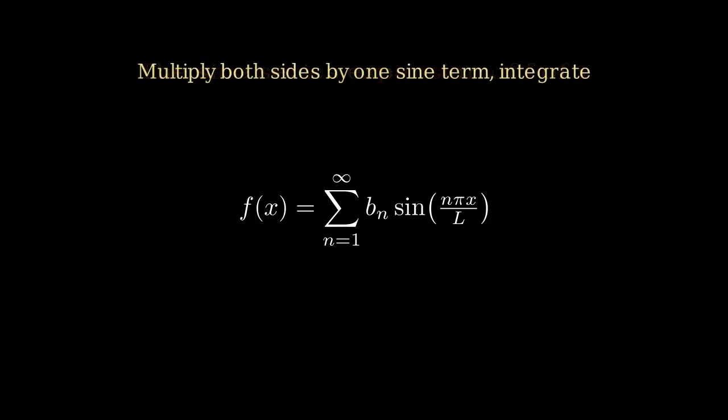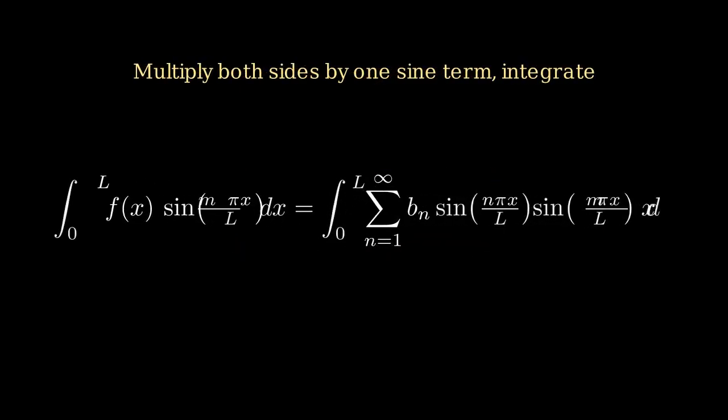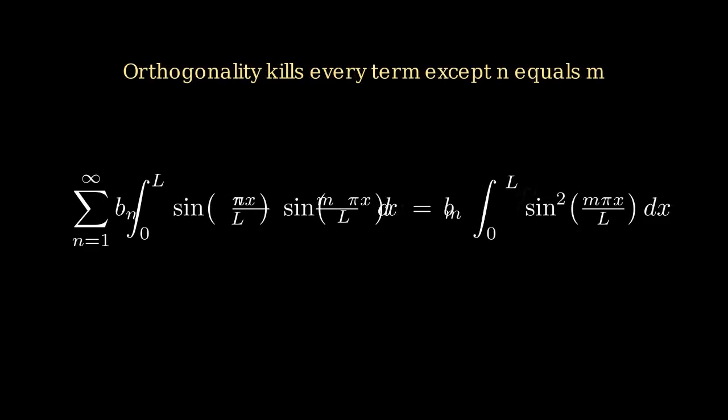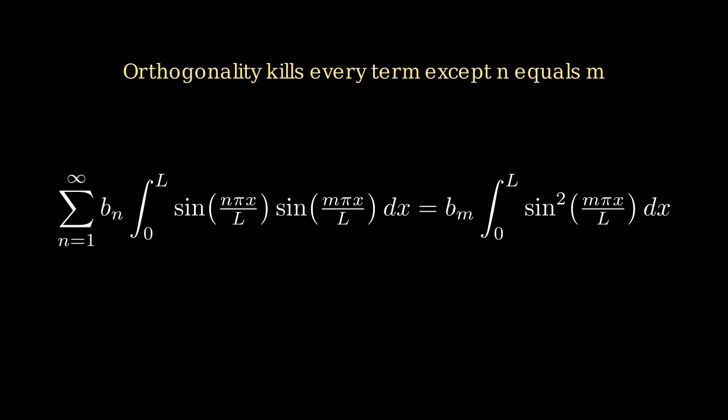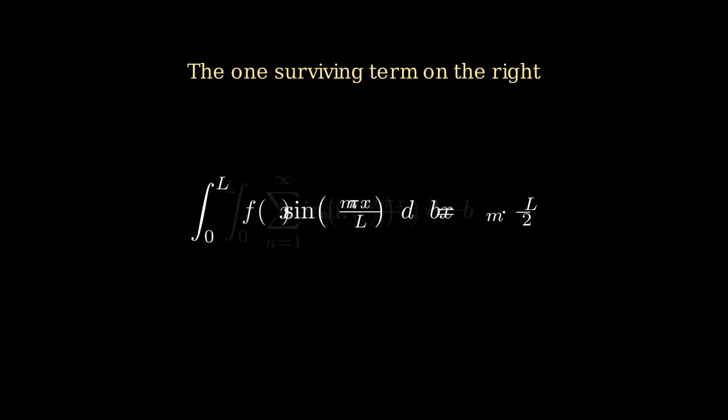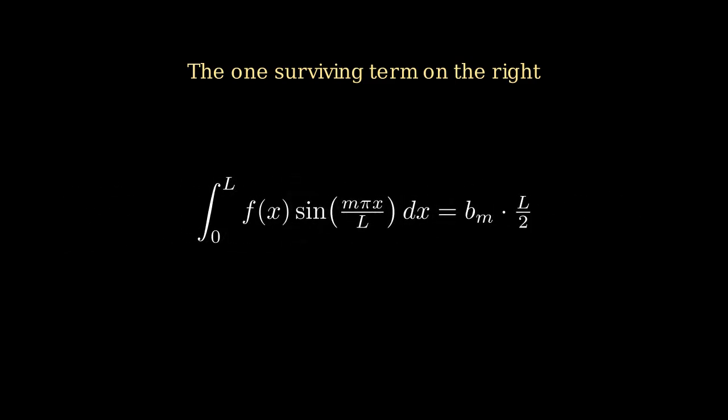To find one particular coefficient, we multiply both sides by a single sine term, say sine of m pi x over L, and integrate both sides over the domain. On the right-hand side, orthogonality makes every single term in the infinite sum vanish, except the one term where n equals m. That one surviving term leaves us with integral from 0 to L of f of x times sine of m pi x over L dx equals b sub m times L over 2.